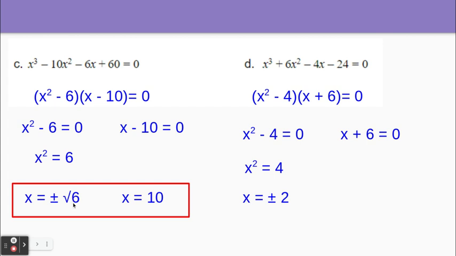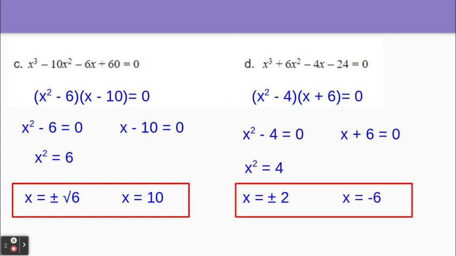When you can't, Big Ideas does like exact answers, so you'll have to type in the square root of 6 if you cannot square root it perfectly. Always try it with the calculator if you're not sure. All right, last one to finish this is minus 6.